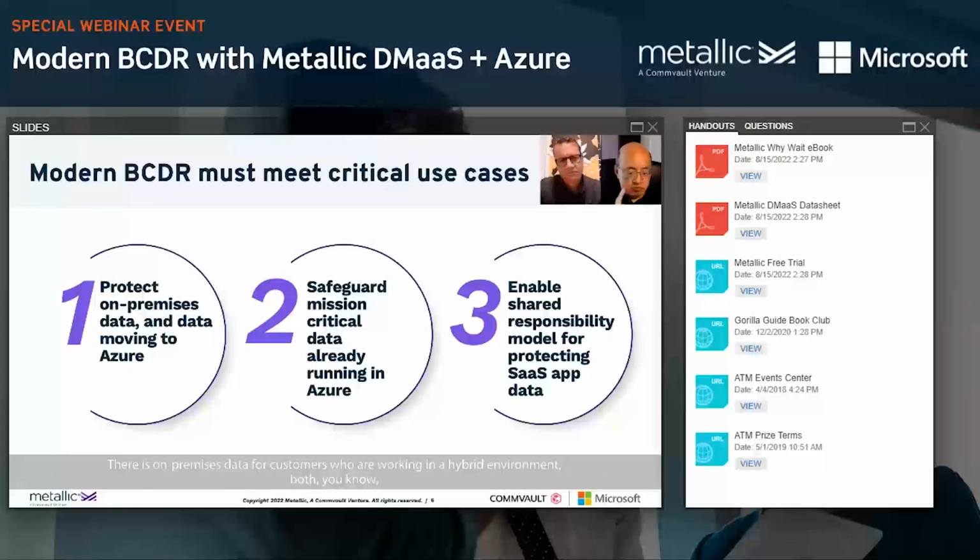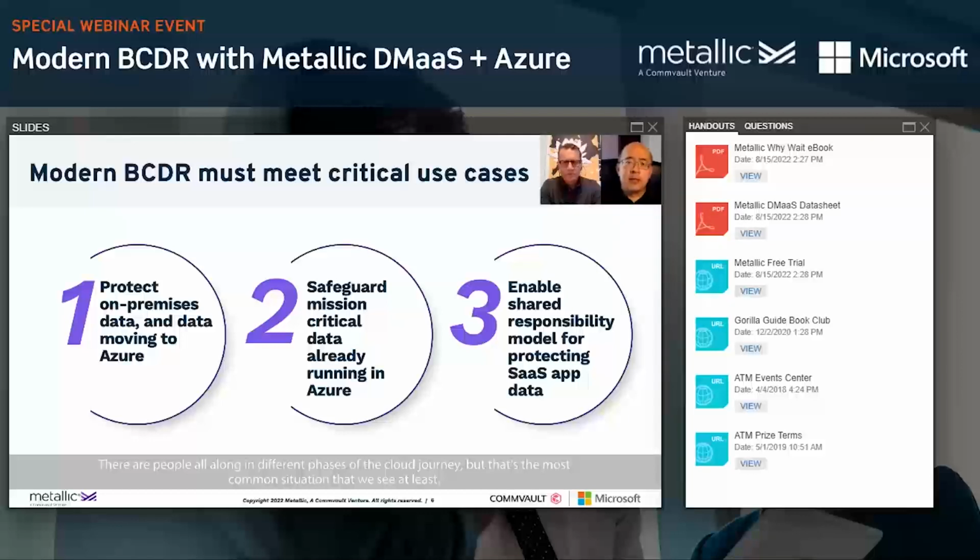There is on-premises data for customers who are working in a hybrid environment, both things that they intend to leave on premises, as well as workloads that they intend to move to the cloud, to Azure, but they're in transition. This is pretty much where almost every customer is, right? There are people all along in different phases of the cloud journey, but that's the most common situation that we see, at least.